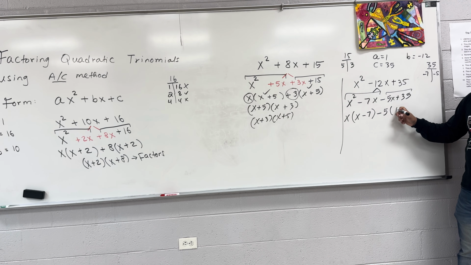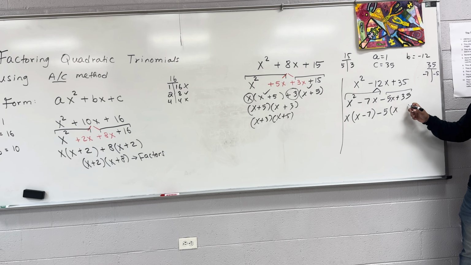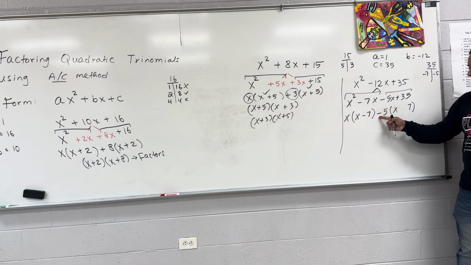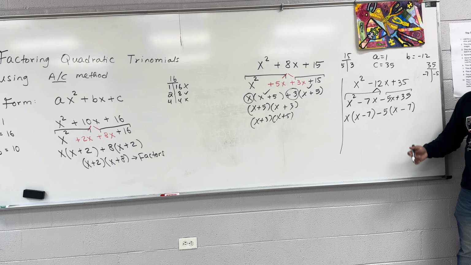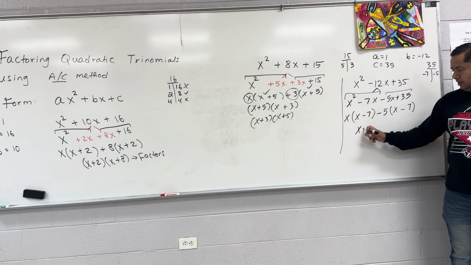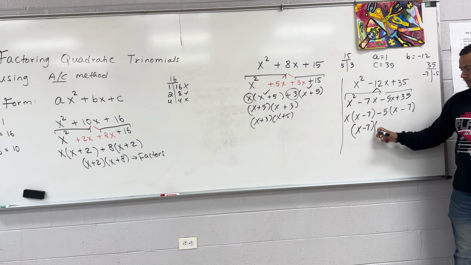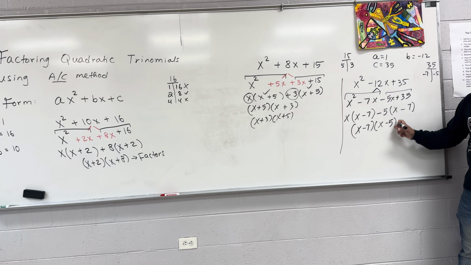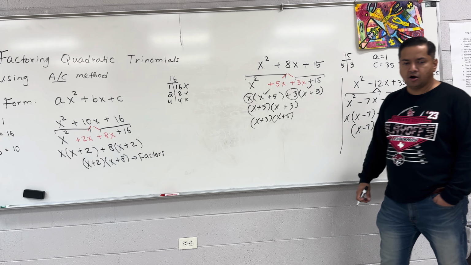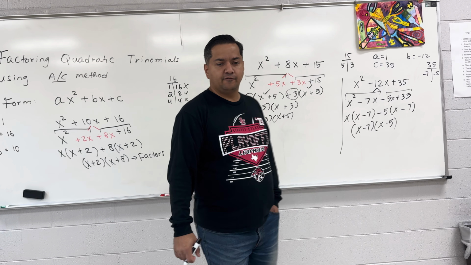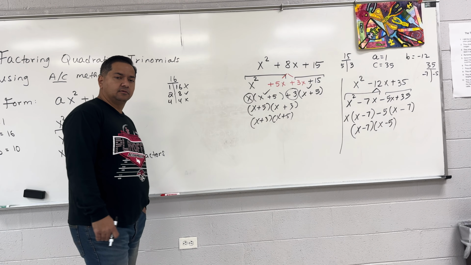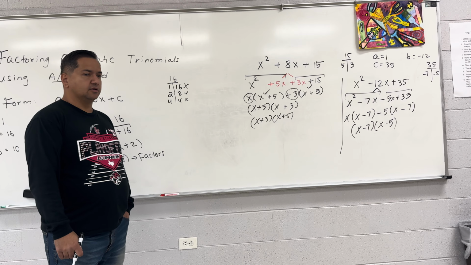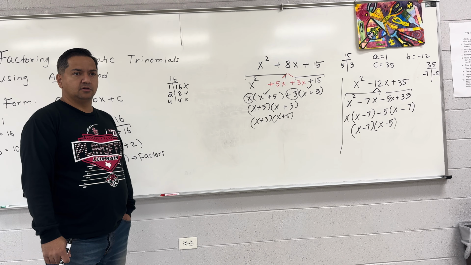What stays in is x. 7 plus 7. Well, minus. Remember, they have to match. Oh, right, minus. So 7. 35 divided by -5 is -7. So you have x minus 7, x minus 5. So these are your two factors of this thing. Anybody has any question on this?